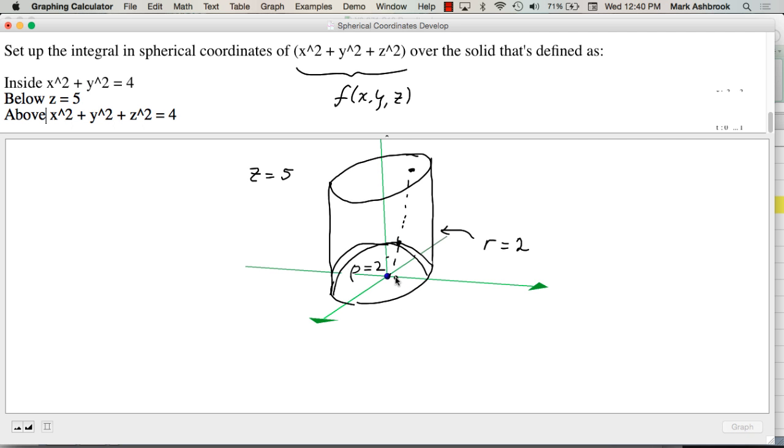What about when phi is greater? We have a greater value of phi. It enters the solid at rho equals 2. Leaves the solid at r equals 2. Yeah, so what is z? Rho cosine phi. So rho is, someone said 5 over cosine phi, is that right?